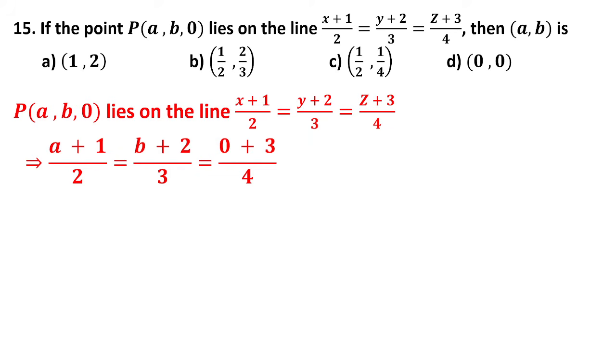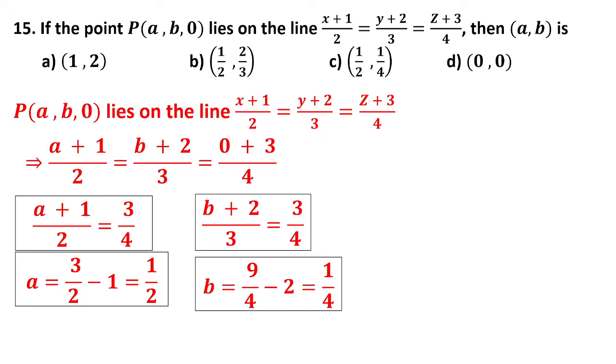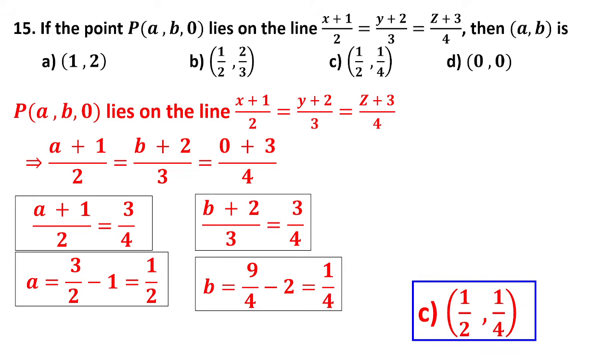I am getting a symmetric form. First term is equal to 3 by 4. Second term is also equal to 3 by 4. By solving them, I am getting what is A and I am getting what is B. Just a normal simplification. After getting the values of A and B, we are just simply giving the answer now. 1 by 2 comma 1 by 4, which is option C.